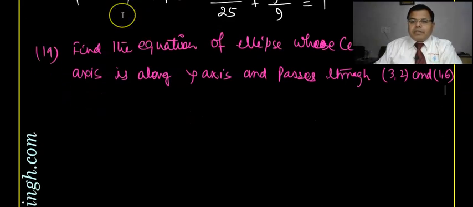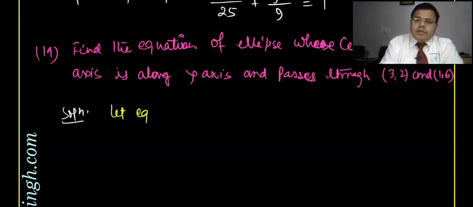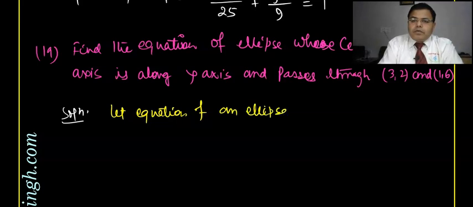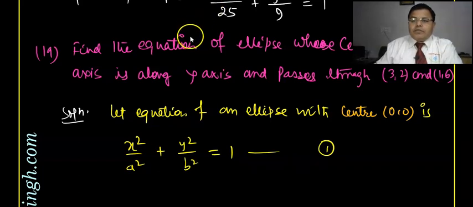Find the equation of the ellipse whose center is at 0, 0. The equation of an ellipse with center 0, 0 is x square by a square plus y square by b square is equal to 1. Since it passes through 3, 2 and 1, 6.